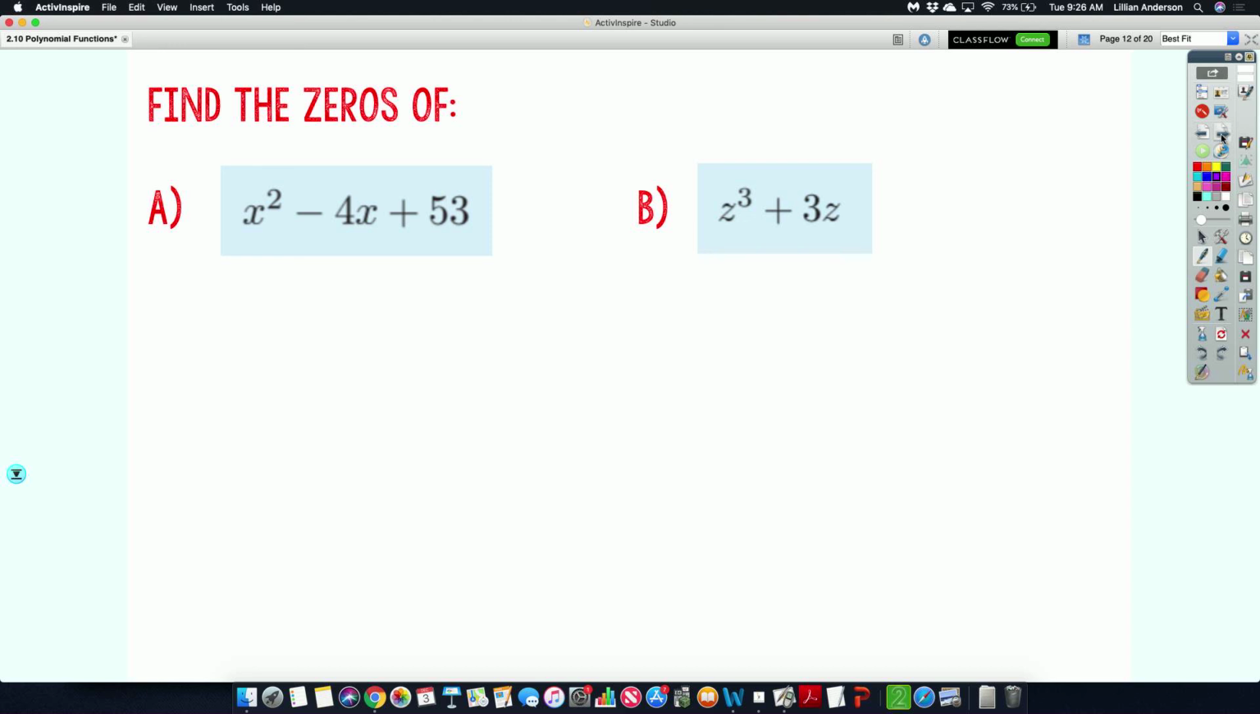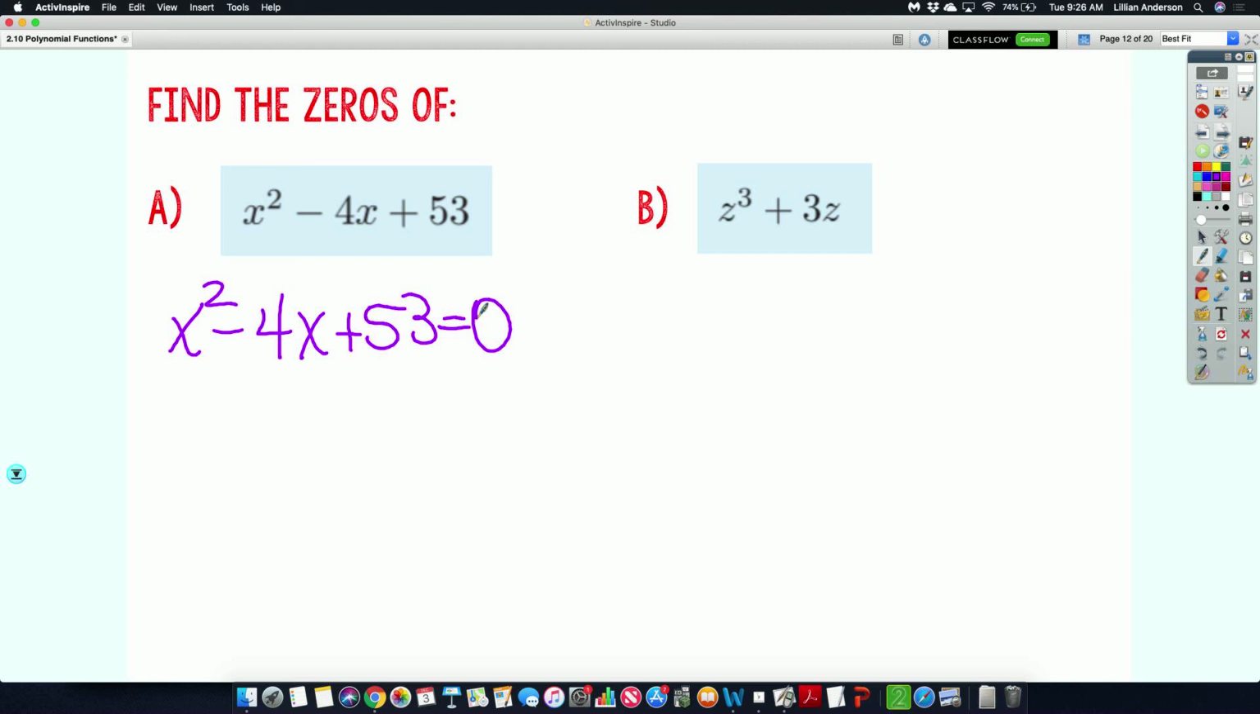What I want you to do is find the zeros of these two. And just to make sure that everybody remembers how to do this, when you're finding the zeros of a polynomial function, what would I need to do to this polynomial function? I'll need to what? I need to factor it. Okay, well at least this one because it is a quadratic. Okay?